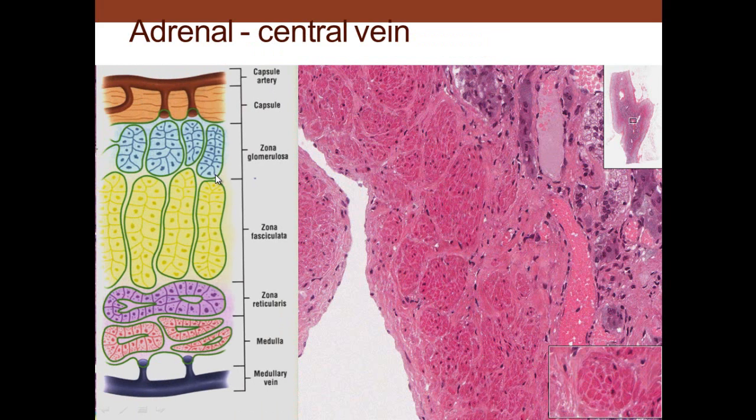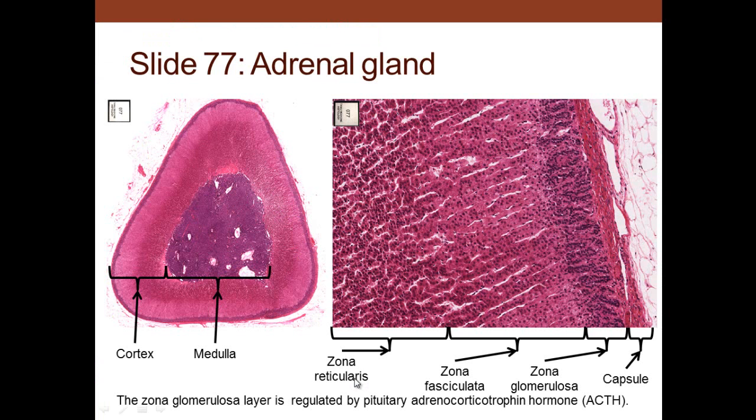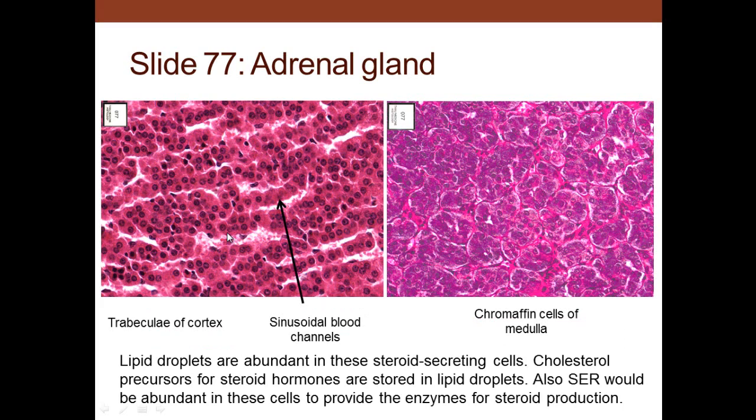So here we see the different layers. You've got the capsule, and then you've got the medullary vein, the lumen that we see right there. The adrenal gland that we can see here is a whole gland. There's the cortex, and this is the medulla. And you've got the capsule, zona glomerulosa, zona fasciculata, zona reticularis, and these are the sinuses in between. So you've got blood coming in through there, percolating down through there, and ultimately getting into the central vein.